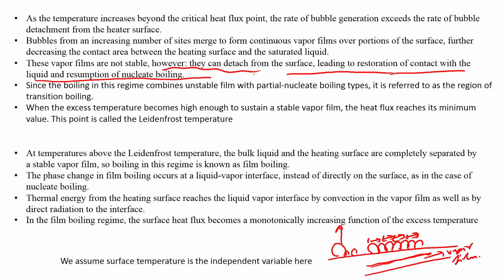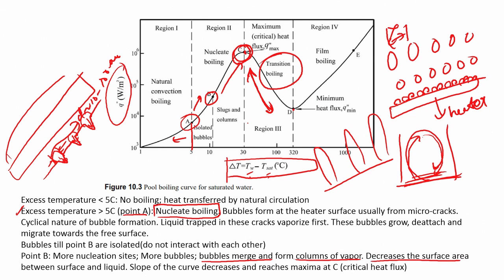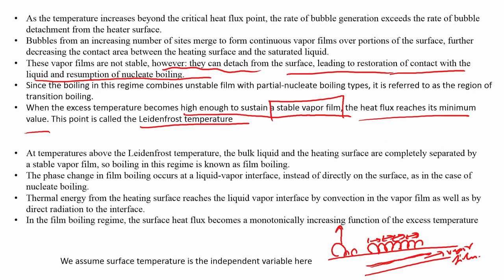Now, when the excess temperature becomes high enough to sustain a stable vapor film, whereas this was unstable, the heat flux reaches its minimum. This point is called the Leidenfrost temperature. The vapor film, which was unstable, at one point of time becomes really stable, that means it does not get detached from the surface. That corresponds to the minimum heat flux limit, and the temperature at that particular point is called the Leidenfrost temperature. If you go above the Leidenfrost temperature, the bulk liquid and heating surface become completely separated by a vapor film.